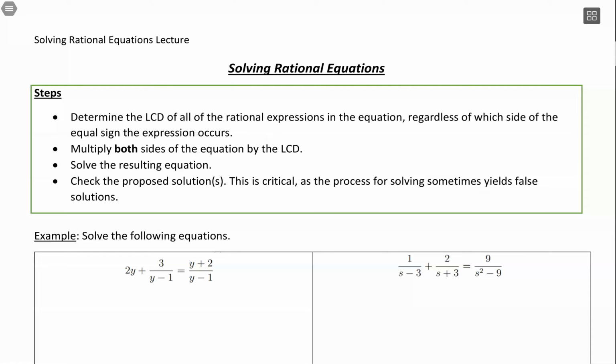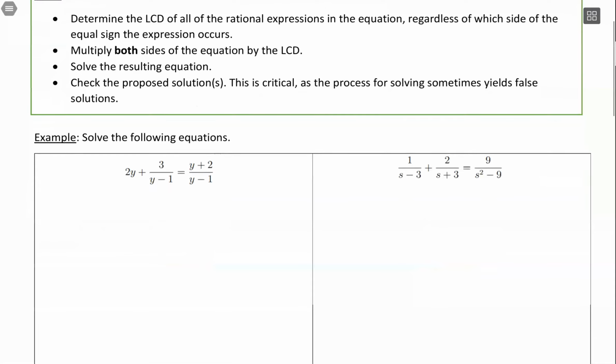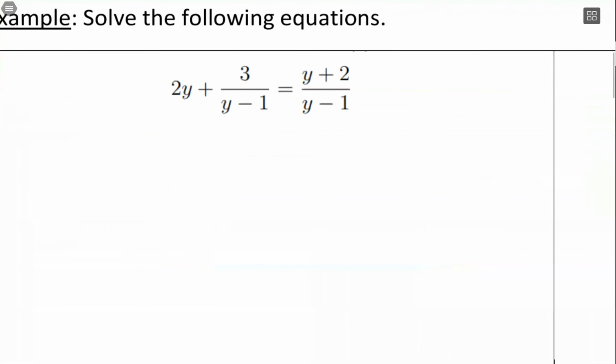Okay. So first thing we're going to do is determine the least common denominator of all of the rational expressions in the equation. So for this first example here, we're looking on both sides of the equation. That helps just remember where you have your equal sign. So now we're solving equations.